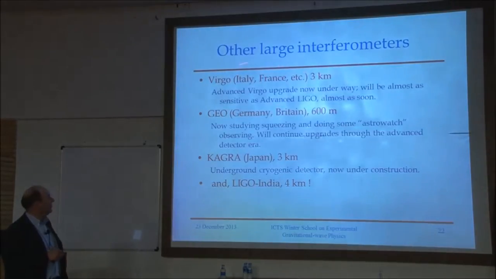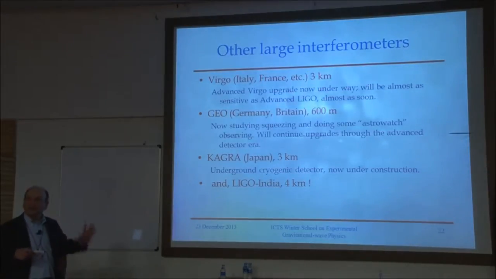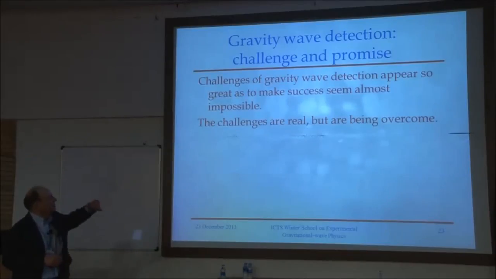There are several other interferometers in the same ballpark. Virgo is 3 kilometers, now also building an advanced version. It's going to be about as sensitive as advanced LIGO, almost as soon. GEO is a key part of the LIGO scientific collaboration team and has a 600 meter interferometer doing really important work. In Japan, they're building a 3 kilometer underground cryogenic detector that's a pathfinder for future technology and will be a good gravity wave detector as well. And let's not forget LIGO India coming soon. This is a hard thing to do.